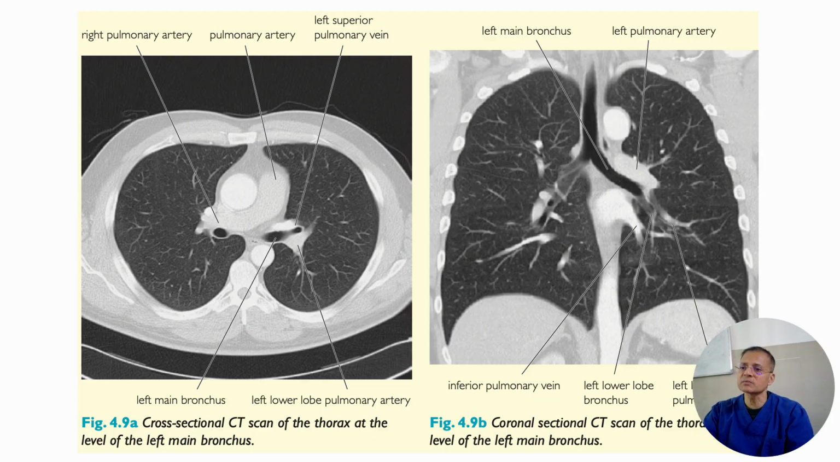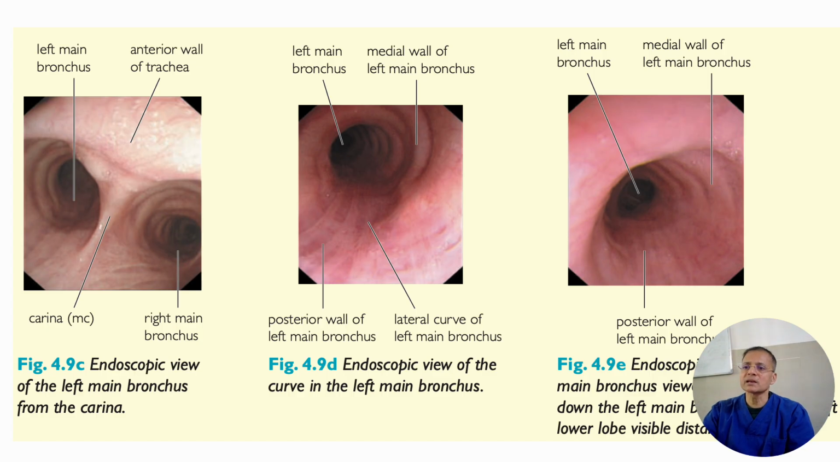So again, on the left side, the left main bronchus will divide further. So same, there are these primary divisions.